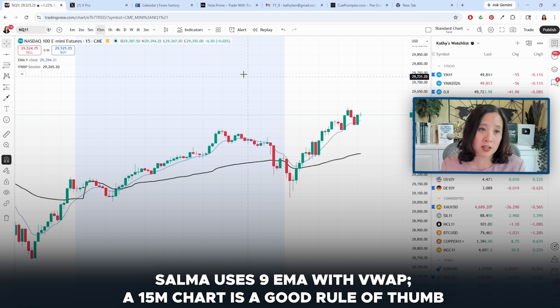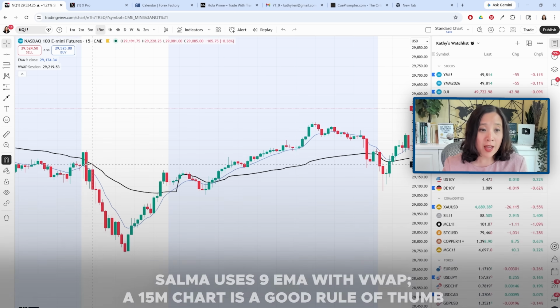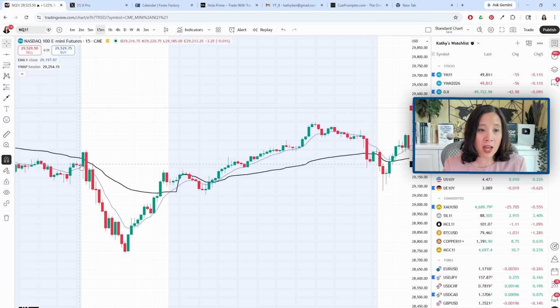She didn't provide details on the time frame that she used, but as a rule of thumb, you can look at the 15-minute chart, for example, and in this case, we see that NASDAQ has broken below and is trading below the VWAP and the 9 EMA. On a retrace to the 9 EMA, with a stop above the VWAP, could be a good entry point over here. There's no trade over here.